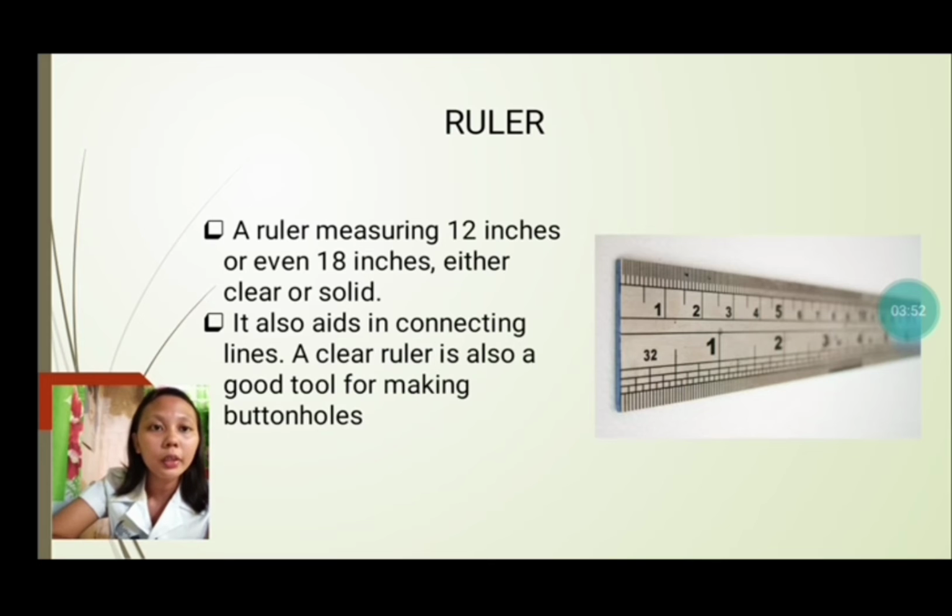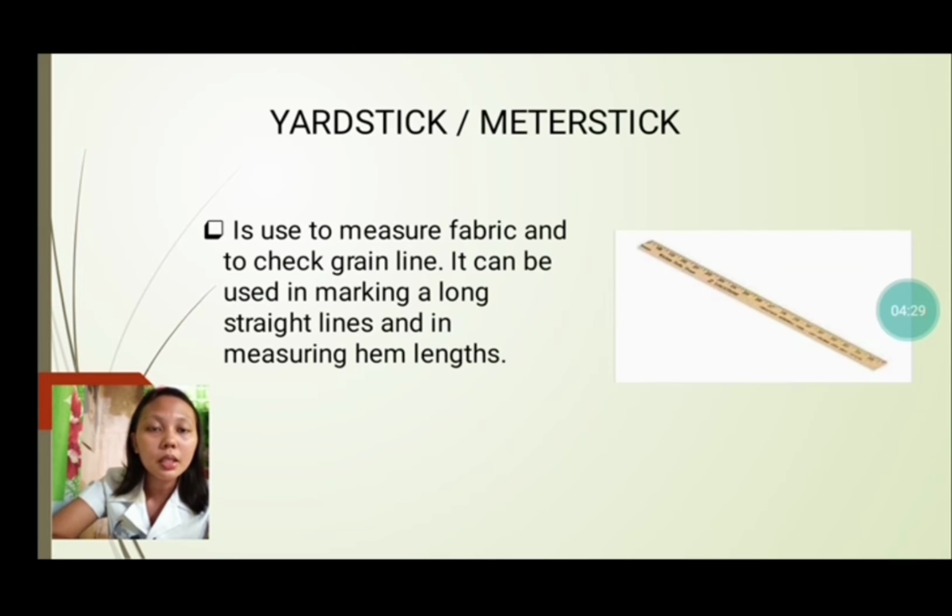Let's proceed to the third one. We have a ruler. A ruler measures 12 inches or even 18 inches, depending on the type of ruler, either clear or solid. A ruler is used to connect two points to get a straight line or cutting lines. A clear ruler is also a good tool for making buttonholes. That is a ruler.